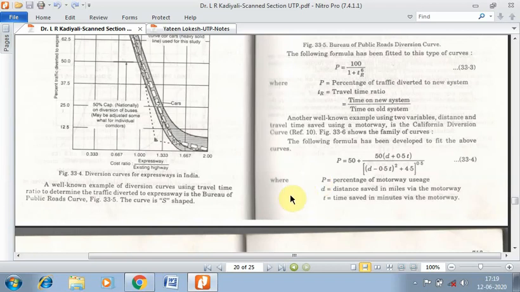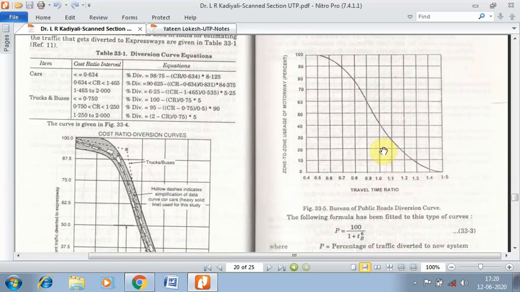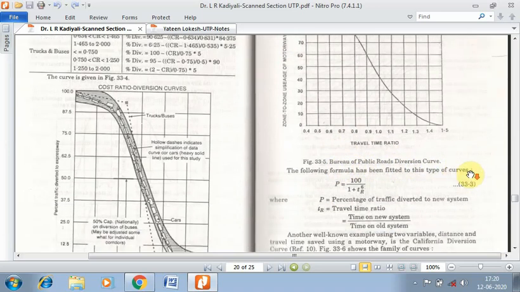A well-known example of a diversion curve using travel time ratio to determine the traffic diverted to a new facility is the Bureau of Public Roads curve, or the S-shaped curve, which is popularly known. This is how the curve would look, wherein you have the zone to zone usage of motorway in percent, and along the x-axis you have the travel time ratio. So this is the curve by the Bureau of Public Roads Division.